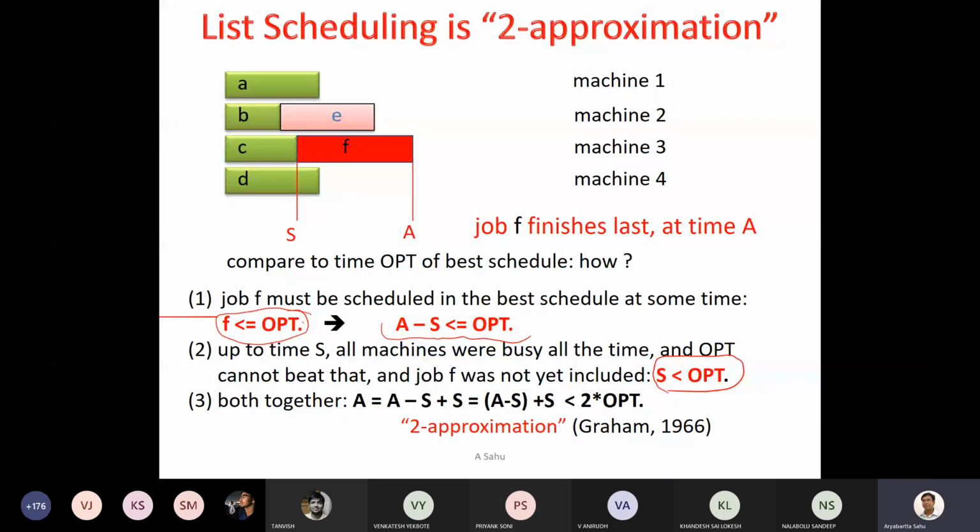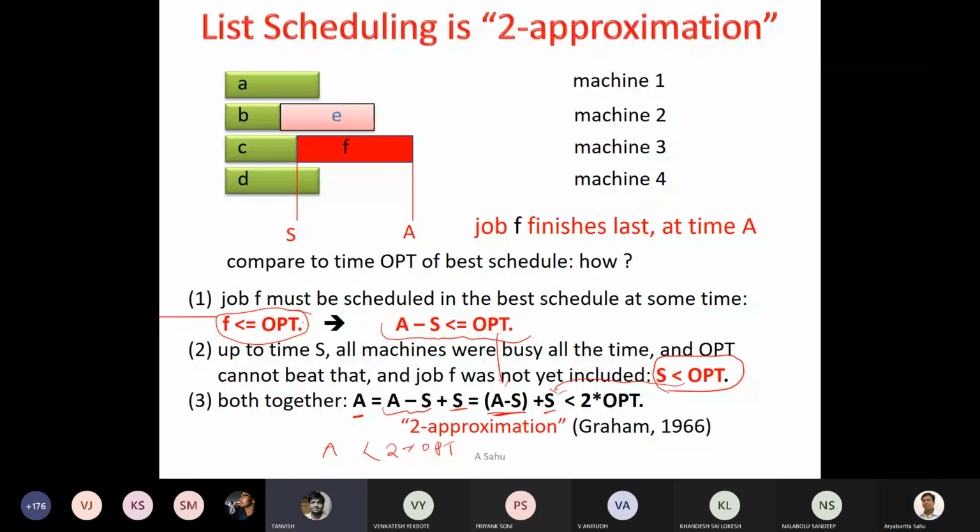If you put it together, A is equal to A minus S plus S. We are getting A minus S from here, and S from here, and if you add these things, A will definitely be less than 2 opt. Is this clear? Very simplistic method.